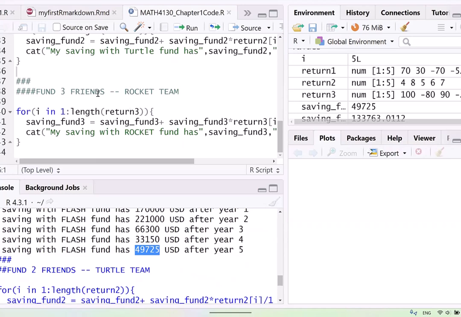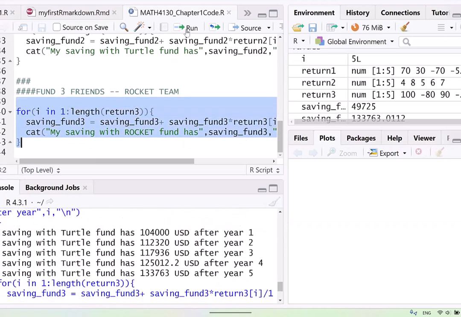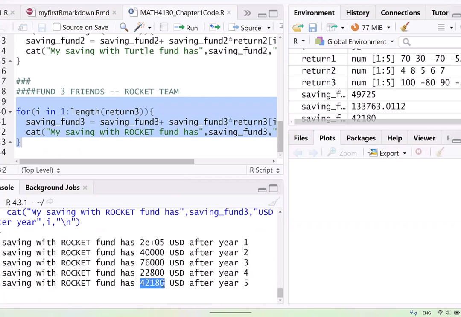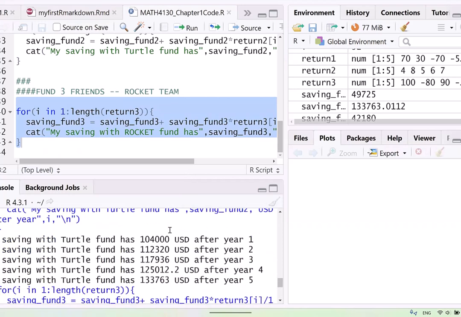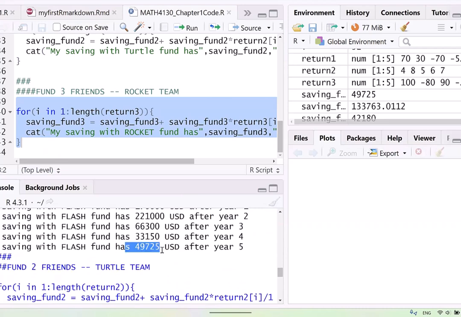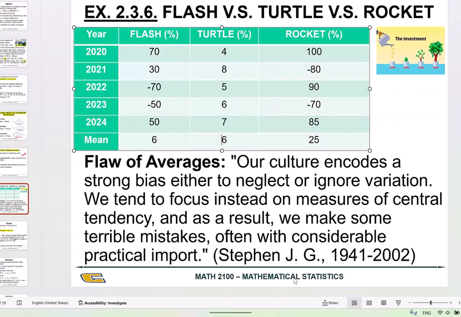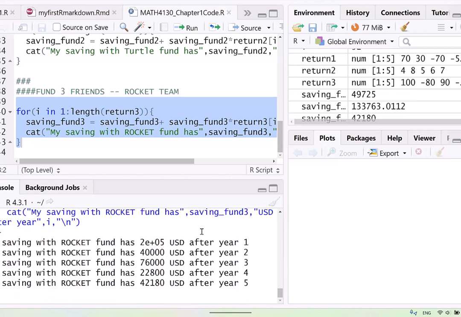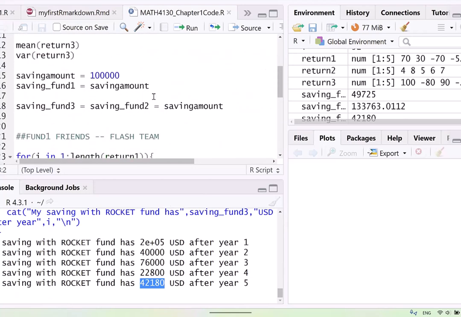And for the rocket, only about $2,000 after 5 years. So even less than the flash fund. So what happened here? The rocket has the higher average in terms of return, but it gives you less money compared to the other funds. Here you go quickly to $200,000, but then it also drops very quickly.